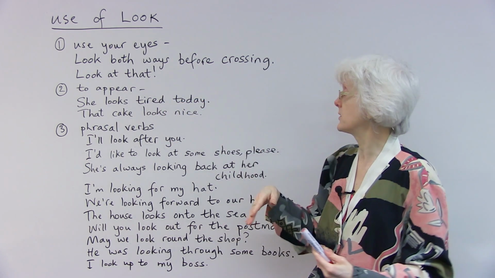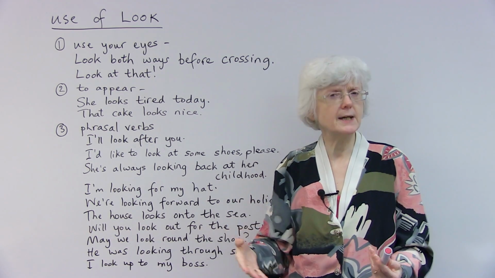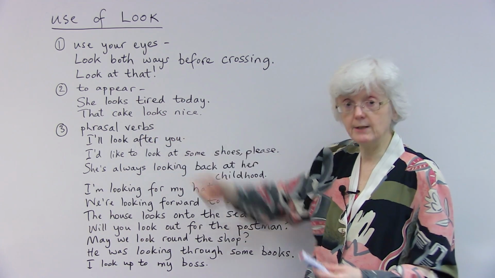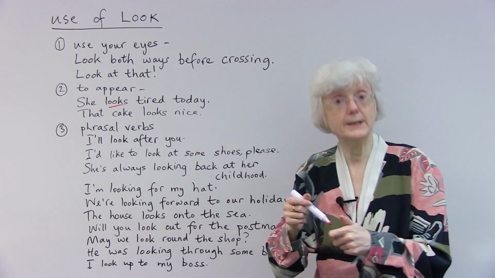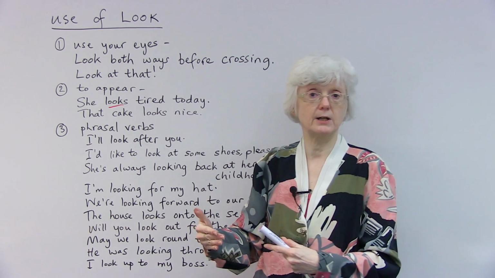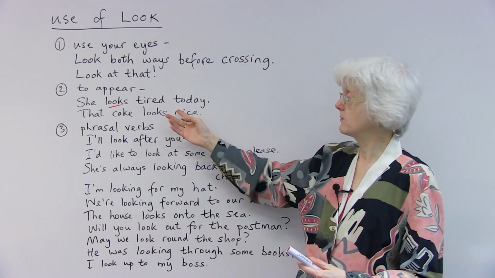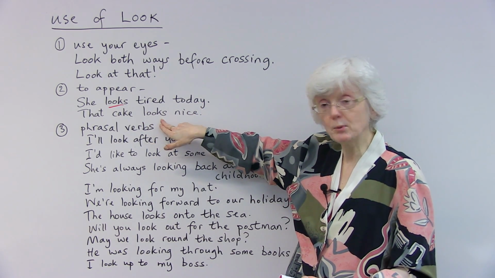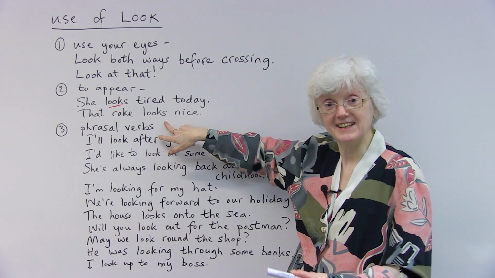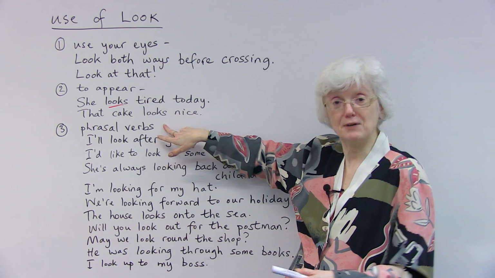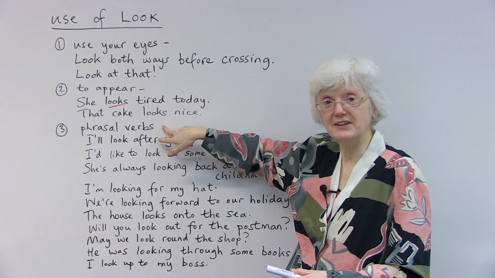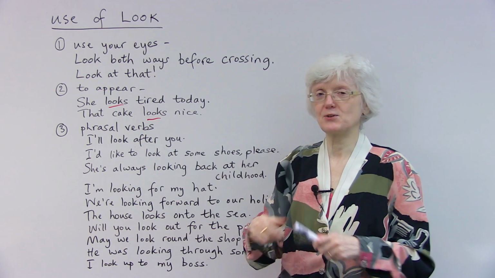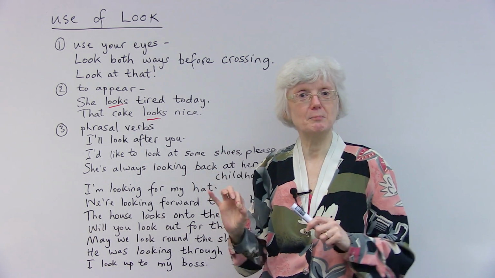Secondly, a bit different. This means to appear like something. So she looks tired today. She appears tired today. She seems to be tired today. So that's to appear. She looks tired today. Or, more happily, that cake looks nice. I'd like a piece of that. My favourite chocolate cake looks very nice. It's a sort of a hint that you would like a piece.